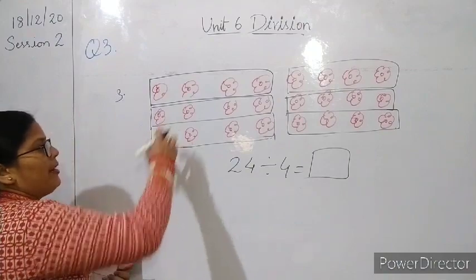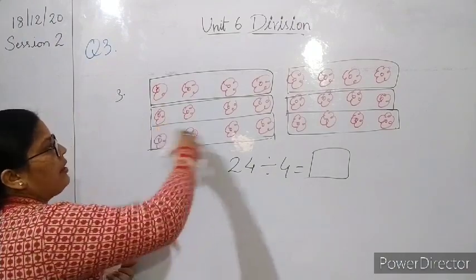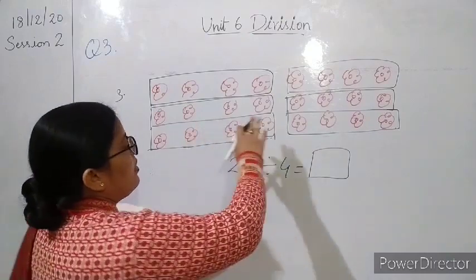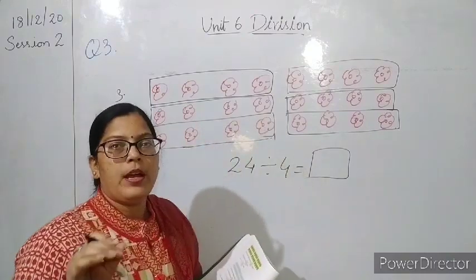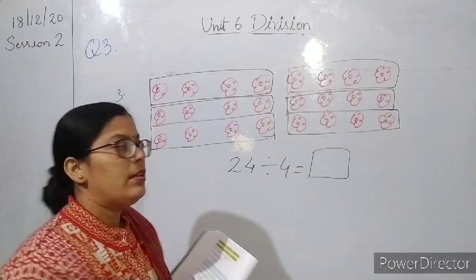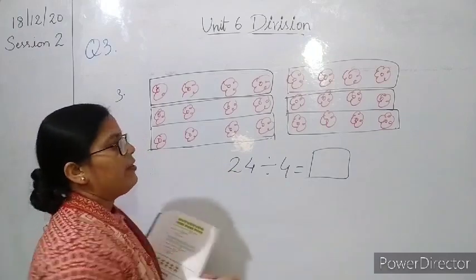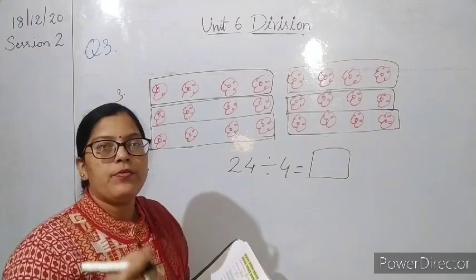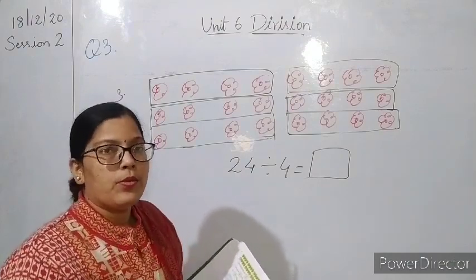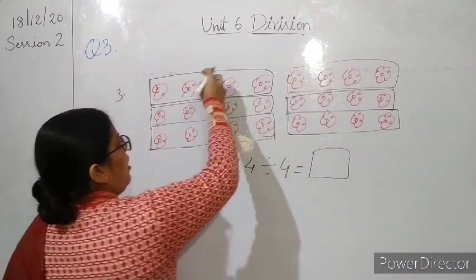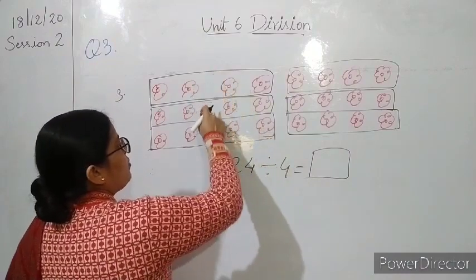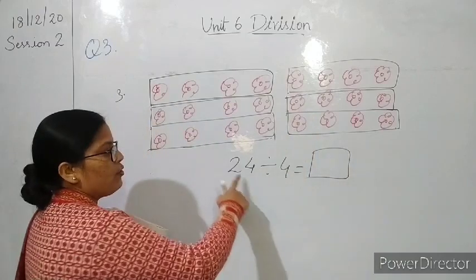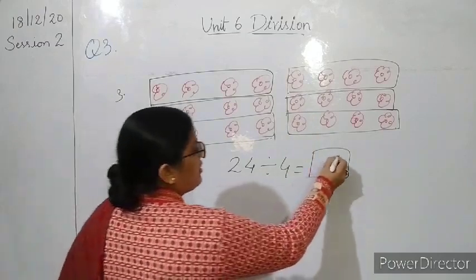Here I have made the groups of 4. In each group there are 4 flowers. Now we'll see how many groups are made. The number of groups which I have made will be the answer. How many groups are there of 4? 1, 2, 3, 4, 5 and 6. So 24 divided by 4 is 6.